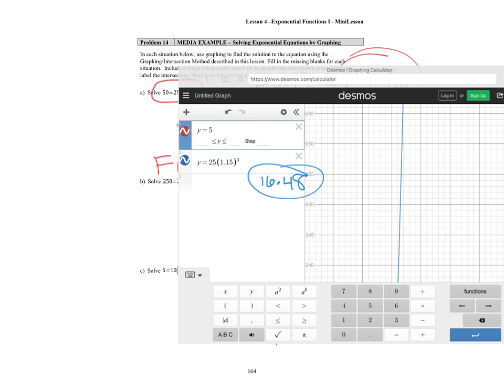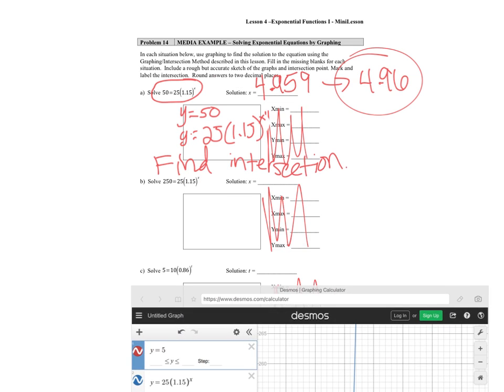Now I'm still zoomed way out from the earlier one, so I'm going to zoom back in. There's my point of intersection for that one. 4.596, comma 5. So the value of x is 4.596. Again, they want that to 2 places, so 4.96. I did it again.